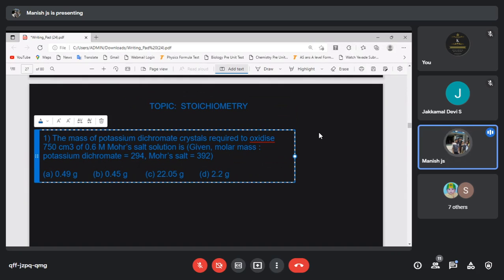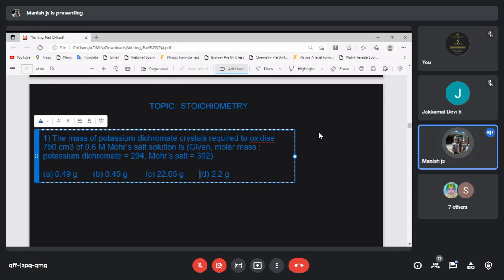The mass of potassium dichromate crystals required to oxidize 750 centimeter cube of 0.6 molar Mohr salt solution. Mohr salt is a particular salt which is used, and the molar mass of potassium dichromate is given as 294 and the molar mass of Mohr salt is given as 392. This is the given data in the question. I repeat, they have given the mass of potassium dichromate crystals required to oxidize the volume. The volume is 750 cubic centimeter of 0.6 molar concentration of Mohr salt solution.